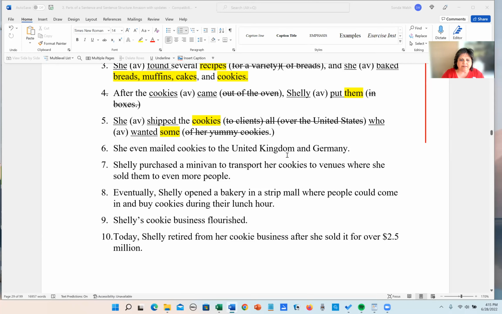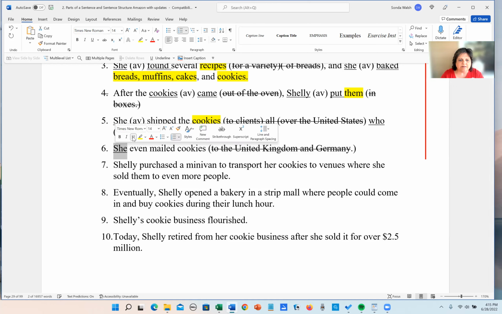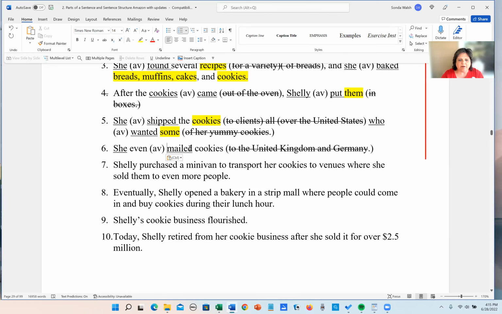Okay, the next one, we need to find our prepositional phrases. To the United Kingdom and Germany is a prepositional phrase, and we can put a line through that. Okay, find our subject. She is a subject. Mailed is a verb. Okay, and mailed is an action verb. So she mailed what? Cookies is our direct object.